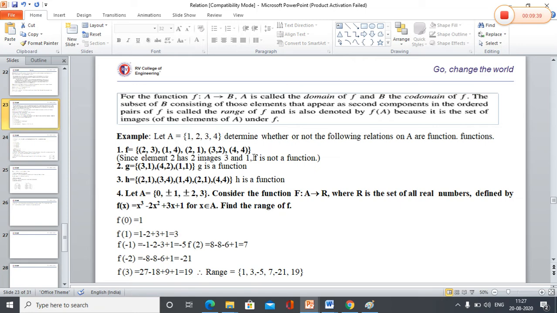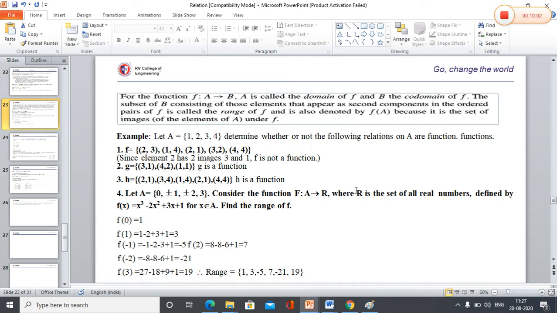But the second condition is what? Each element of A should have a unique image in B. So here 2 has image 3, 1 has image 4, 2 again has image 1. So see, for the element 2, it has more than one image. So 2 has images 3 and 1 both, that is not possible. So we will say that it is not a function. Okay, so these two conditions you have to check.